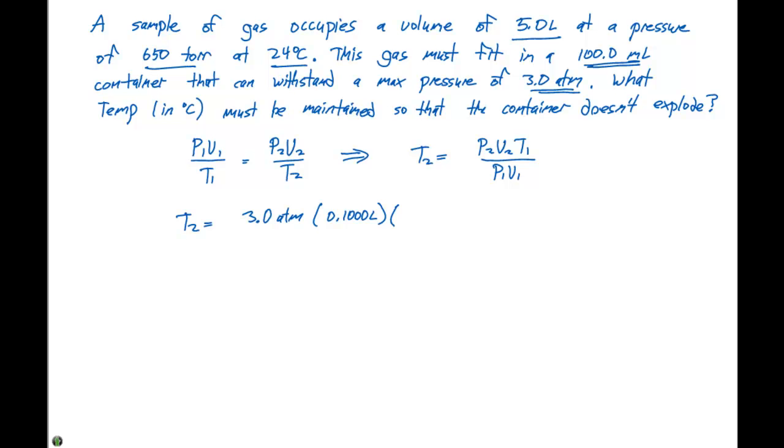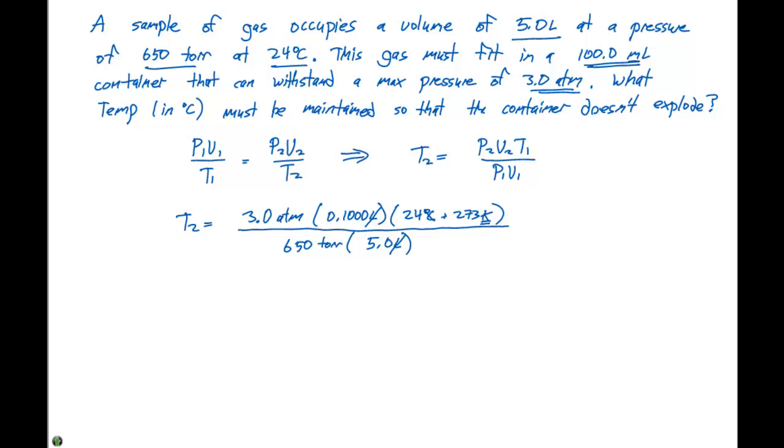That's going to be times T1, which is 24 degrees Celsius. And remember, we're going to need to add 273 here to get us to Kelvin. Then that's going to be divided by P1, which is 650 torr, times V1, which is 5.0 liters. So we can see here that our liters are going to cancel. We've gotten rid of the Celsius, and we're left with Kelvin here for a temperature, which is a unit that we want since we're solving for temperature.